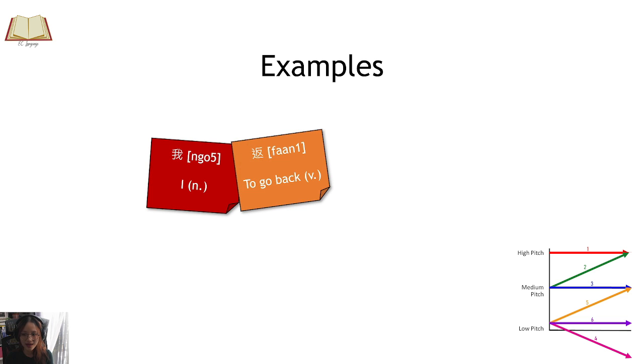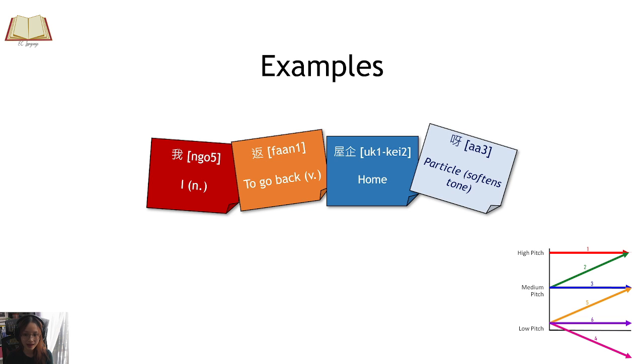我返屋企啊. I'm going back home. This softens the tone of the sentence, almost like, oh, I'm just going home. A is commonly used like this as we don't want to sound strong and assertive all the time.